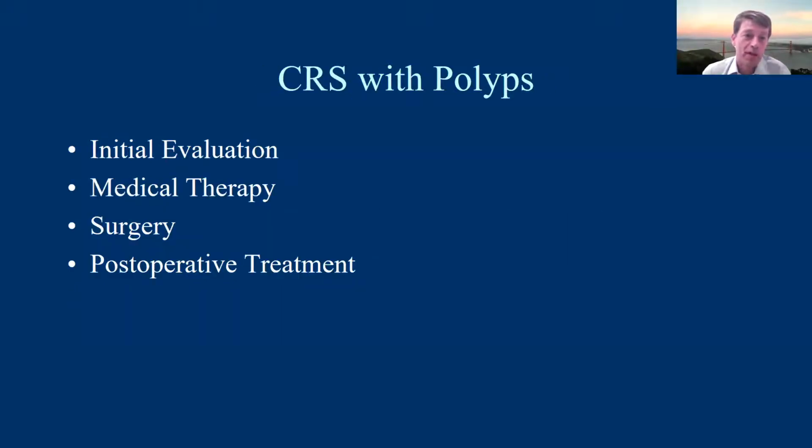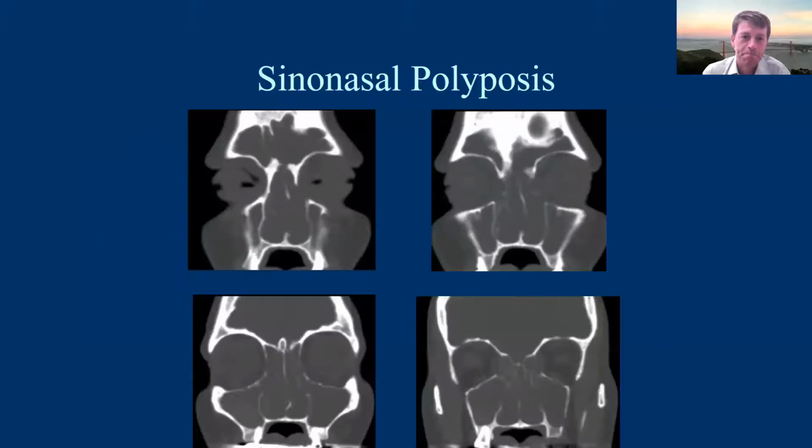So here's how we're going to break it down. I'll talk about the initial evaluation of chronic sinusitis with polyps. We'll talk a little bit about medical therapy in the beginning, then surgery and postoperative treatment. A lot of the interesting and newer medical therapy issues, I think, are most relevant in the postoperative setting. And so I'm going to save some of that for the postoperative treatment time.